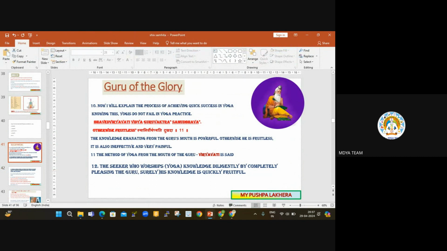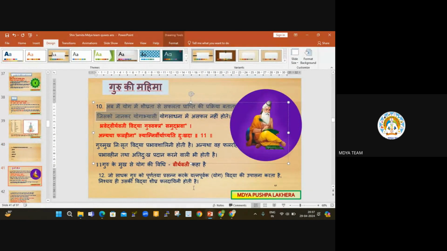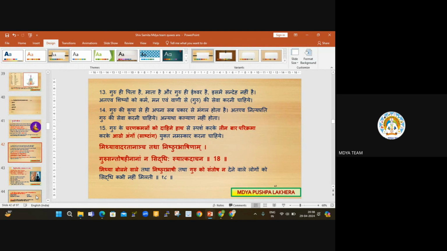The seeker who worships the knowledge diligently by completely pleasing the Guru, surely his knowledge is quickly fruitful. It means that whoever every time follows the Guru's instruction, and follows whatever he says in the proper way, that person will get the siddhi very easily and very quickly. That is mentioned here, and it states the importance of the Guru.